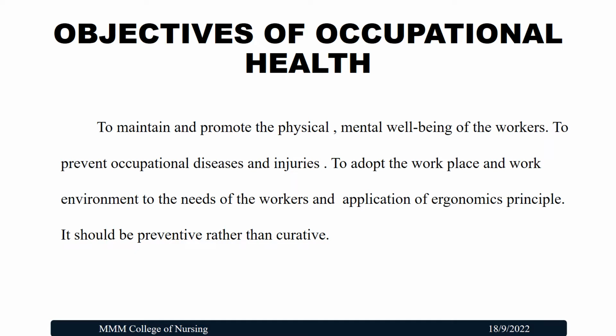Objectives of occupational health: to maintain and promote the physical and mental well-being of the workers, to prevent occupational disease and injuries, to adapt the workplace and work environment to the needs of the workers, and application of economic principles. It should be preventive rather than curative.